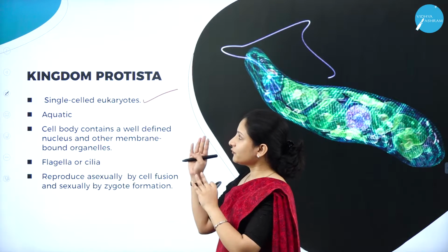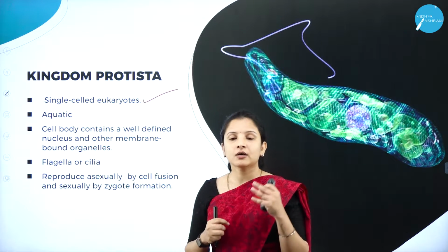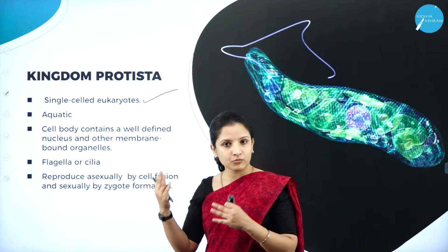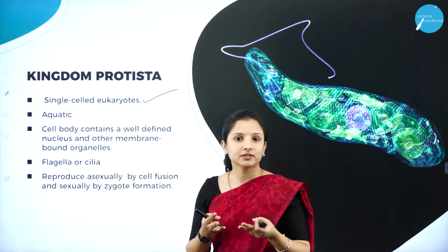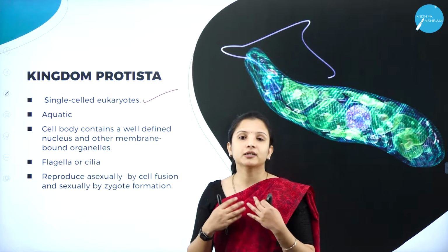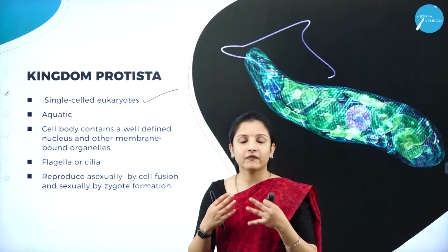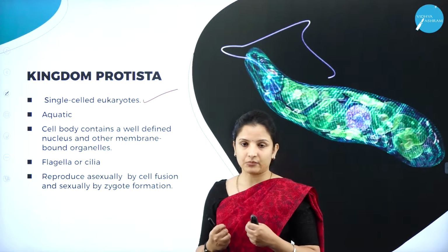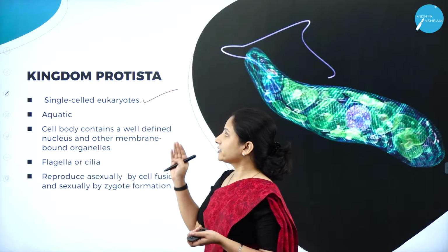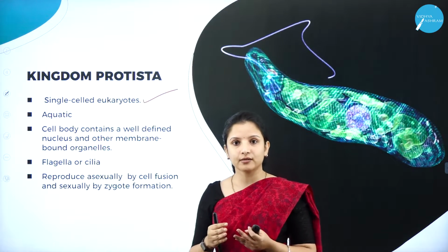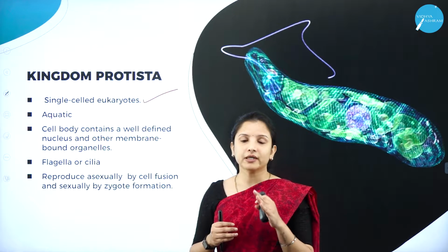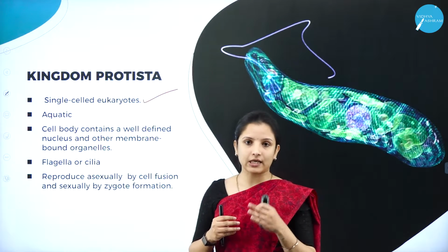Now you can imagine, why didn't they put Protista under the kingdom Monera, even though they are unicellular? Why? Because in kingdom Monera, the bacteria, they do not have a true nucleus, they do not have a nuclear membrane. But here in kingdom Protista, though they are unicellular, they have a nuclear membrane. That is why they are put under the eukaryotes.